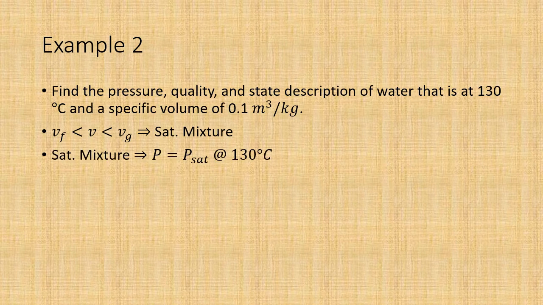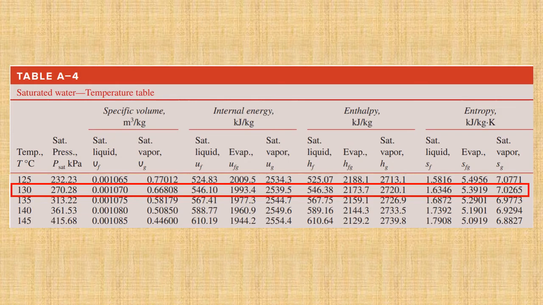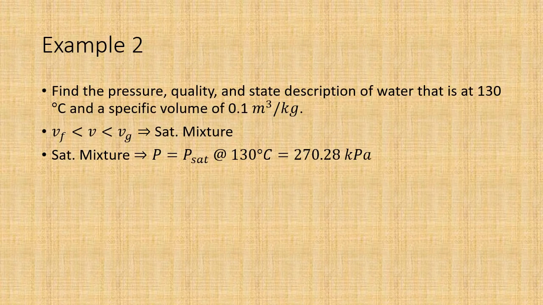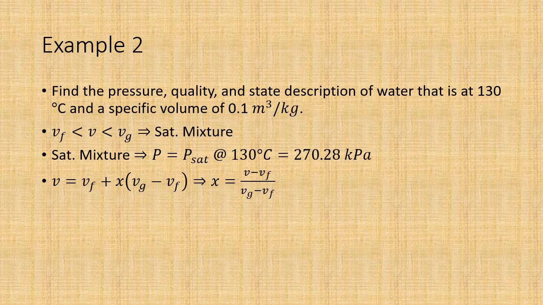We go back to the temperature table and look across the row containing the given temperature, and notice that the corresponding saturation pressure is equal to 270.28 kilopascals. Now we have found two of the answers for example 2. All we need now is quality x. For that, we will need to manipulate this formula for x. We already know v, we just need to get vg and vf.